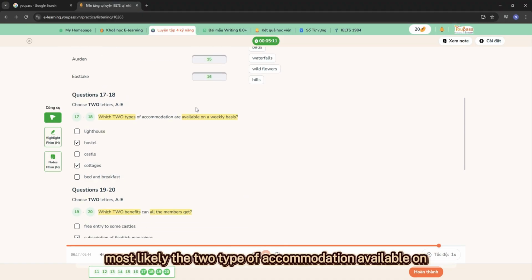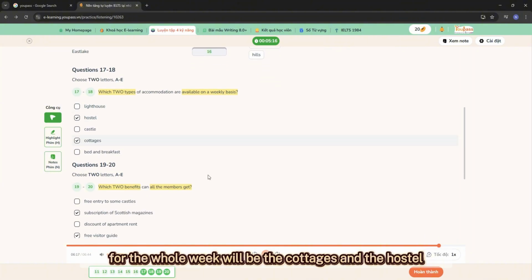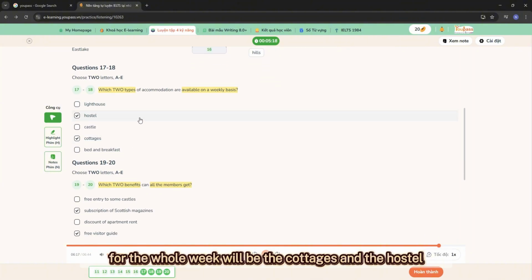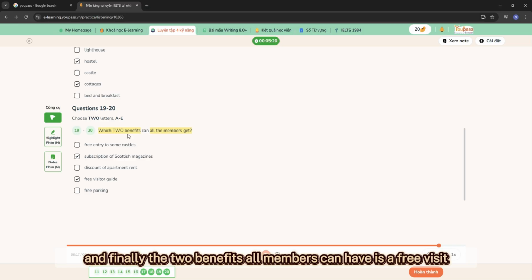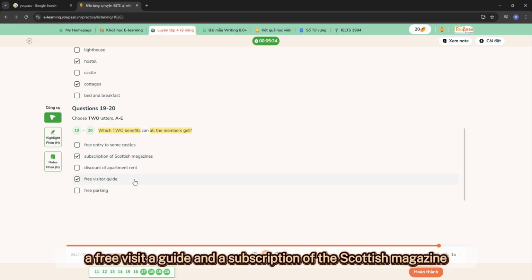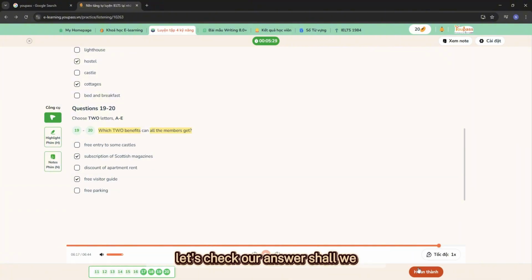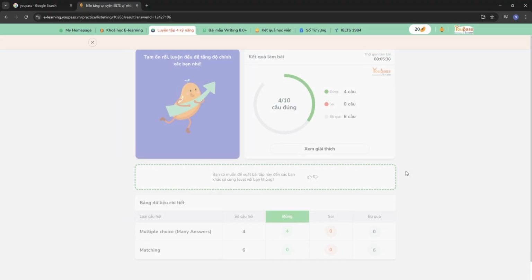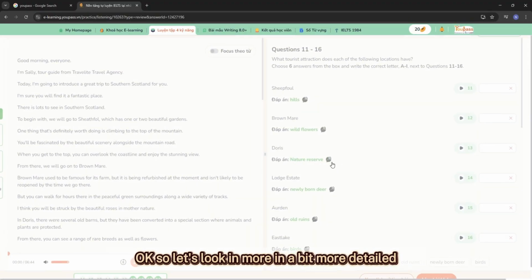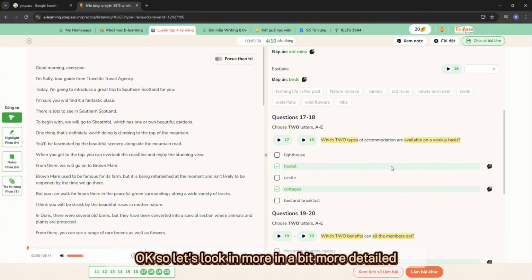So most likely the two types of accommodation available for the whole week will be the cottages and the hostel. And finally, the two benefits all members can have is a free visitor guide, and a subscription of the Scottish magazine. Let's check our answer, shall we? Right, we got everything right. Okay, so let's look at it in a bit more detail.